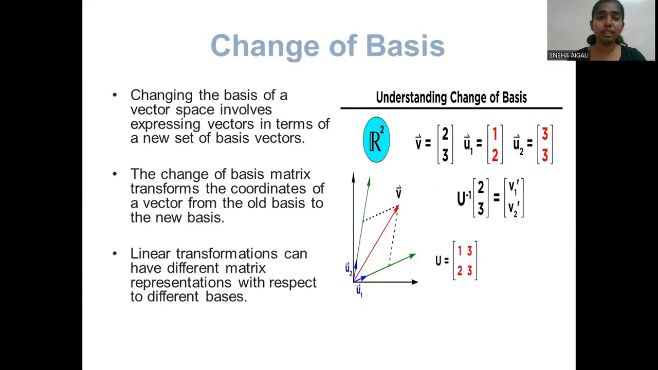Now next, let us see the change of basis. Changing the basis of a vector space involves expressing vectors in terms of a new set of basis vectors. The change of basis matrix transforms the coordinates of a vector from the old basis to the new ones. Linear transformations can have different matrix representation with respect to different bases. Now, if you go through this image, you can understand the change of basis more easily.